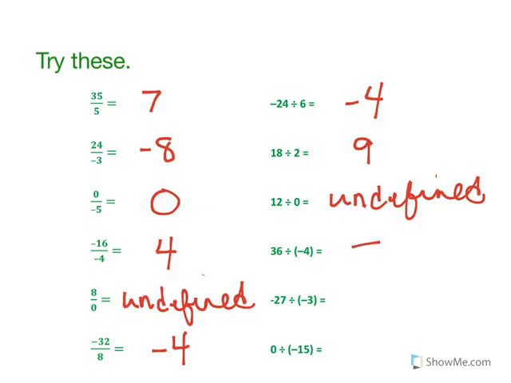This is going to be -9, this is going to be a +9, and this is going to be 0 cookies divided by, well, can't have -15 people, but at any rate, when you divide a number into 0, you get 0. How'd you do?